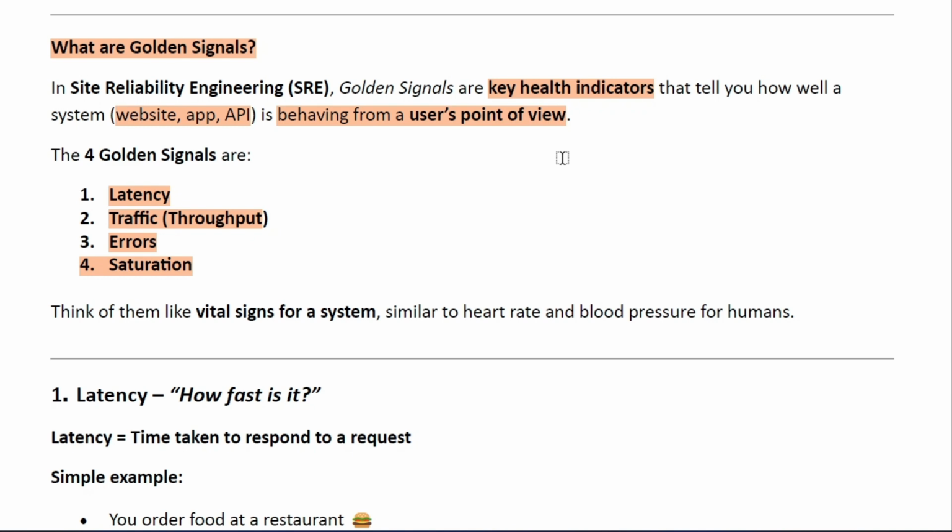If some user tries to access your website and it's slow, that means something is not working fine. If it is a little slow, the user might leave the website and jump to another website. To tackle this situation, we have the golden signals of SRE, which mostly focus on latency, traffic or throughput, errors, and saturation.